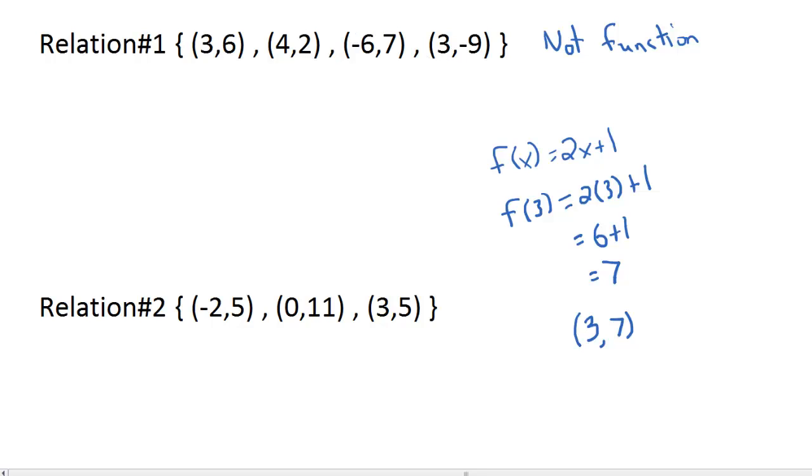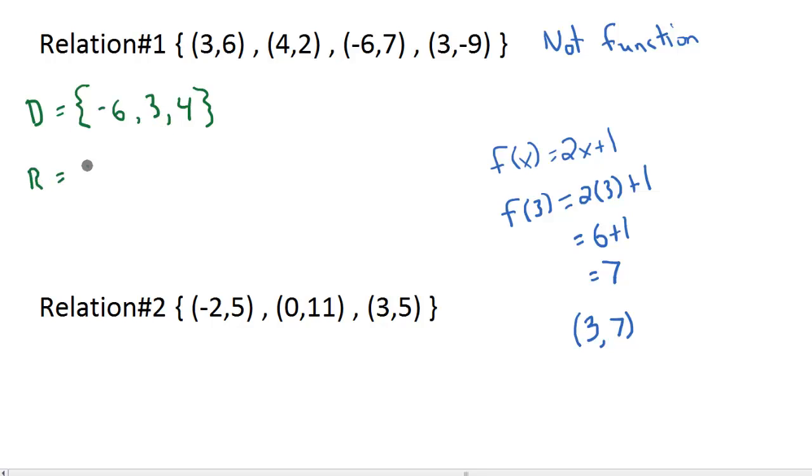So let's come up with the domain and range as well. We'll do D for domain. Domain is all the input values, so that's going to be the x's. And y is the output values, which goes along with the range. So the inputs would be 3, 4, negative 6, and 3. Let's write those from least to greatest. We'll start with negative 6, then 3, and then 4. You don't have to write the 3 twice. If it repeats itself, just write it one time.